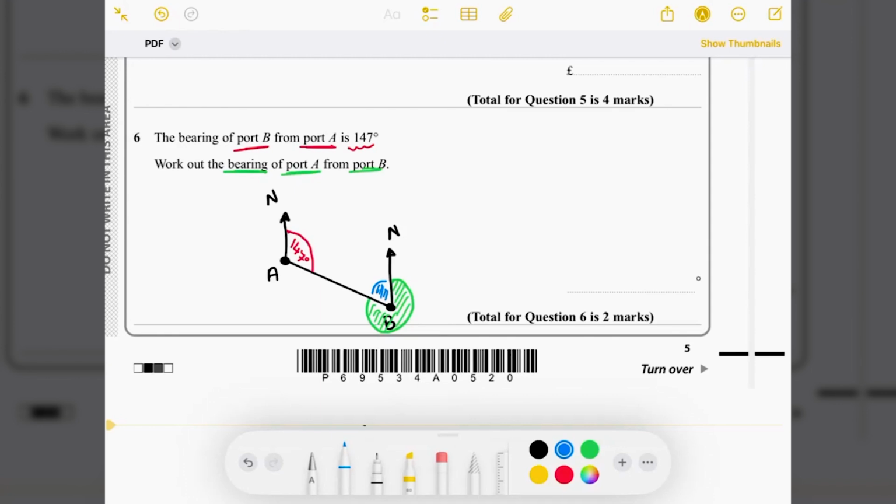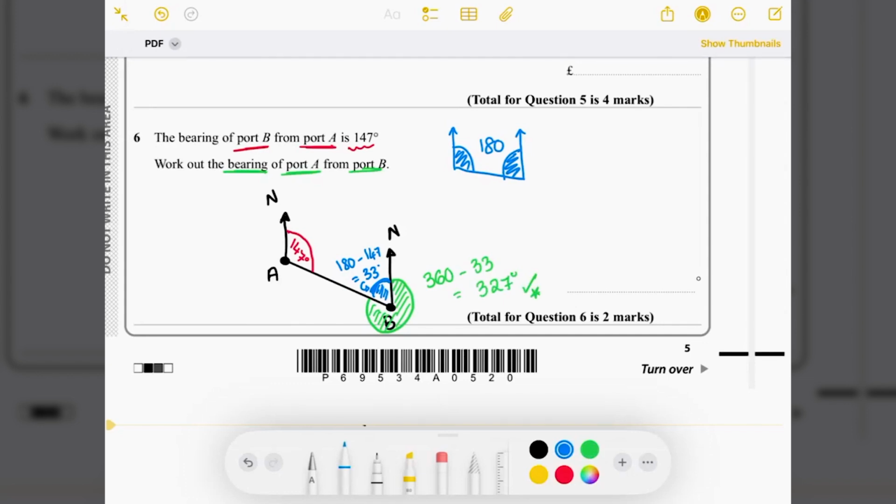Now the two norths are parallel, and there's a rule for that. If you don't know it, just make a note of it. Two parallel lines, the interior angles add up to make 180 degrees. So this angle plus this angle makes 180 degrees. So to find this blue angle, I'm going to do 180 take away 147, and I get 33 degrees. So this angle inside here is 33 degrees. Now to find the actual bearing which they're looking for, I need to do 360 take away that 33, so I end up with 327 degrees. So that's my answer.